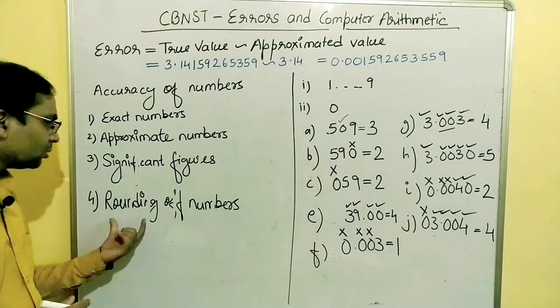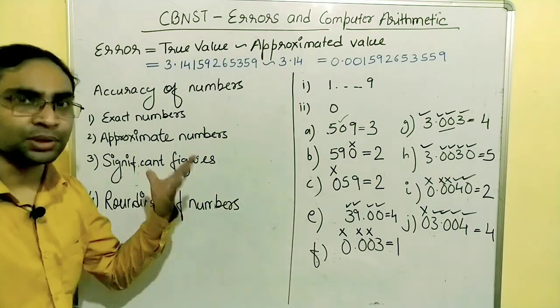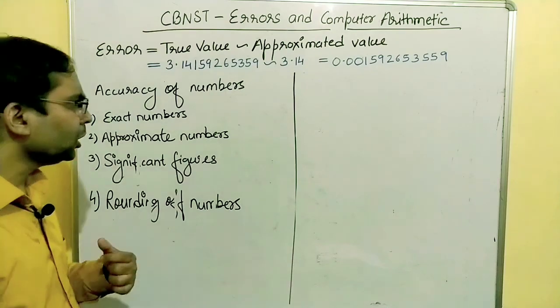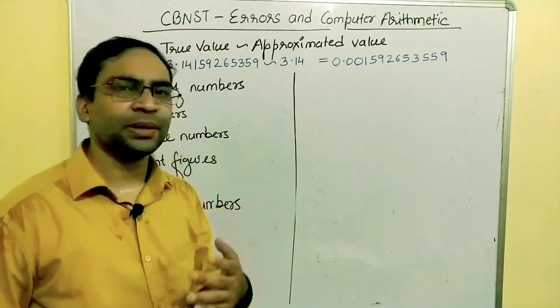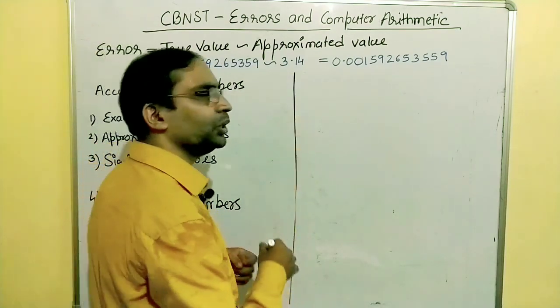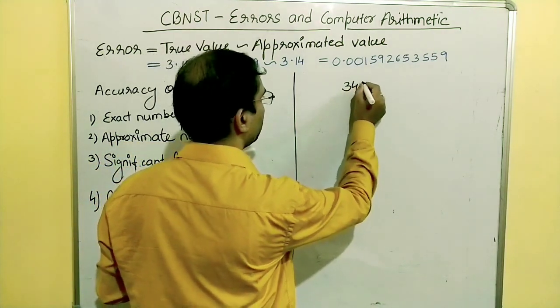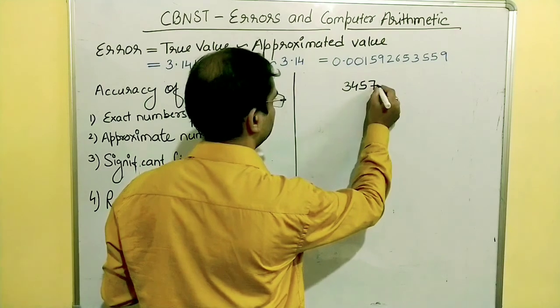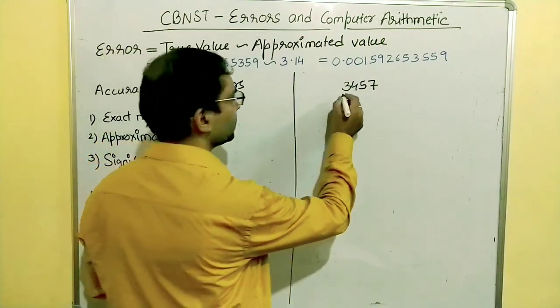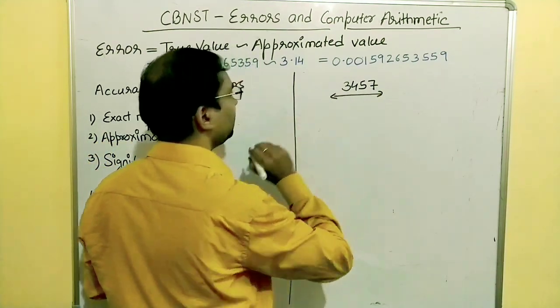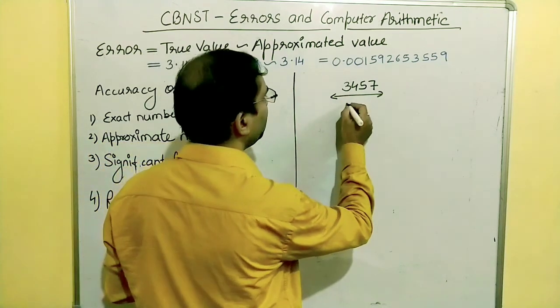Now let's discuss rounding of numbers. In this rounding of numbers, we have 3 separate cases. Let's see with the examples. Let's say a number is 3, 4, 5, 7. So we can see that this is a 4-digit number and we need to round it off till 3 digits.